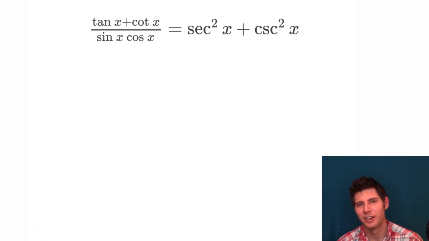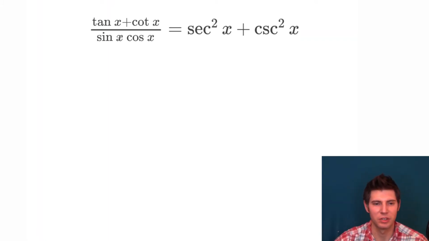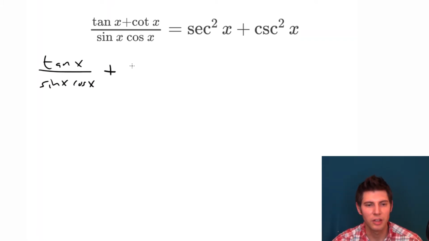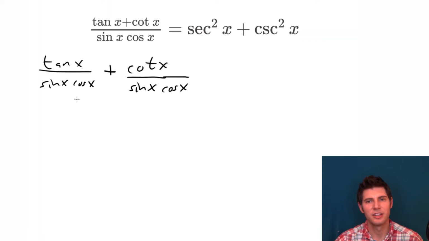All right, for this one, the left-hand side has one term, a single fraction. The right-hand side has two of them. So I'm going to split this into two separate fractions and simplify from there. So this is tangent of x over sine x cosine x plus cotangent of x over sine x cosine x. The idea here is since these have a common denominator, they can be combined into a single fraction. We just did that backwards. We've broken into two separate fractions.